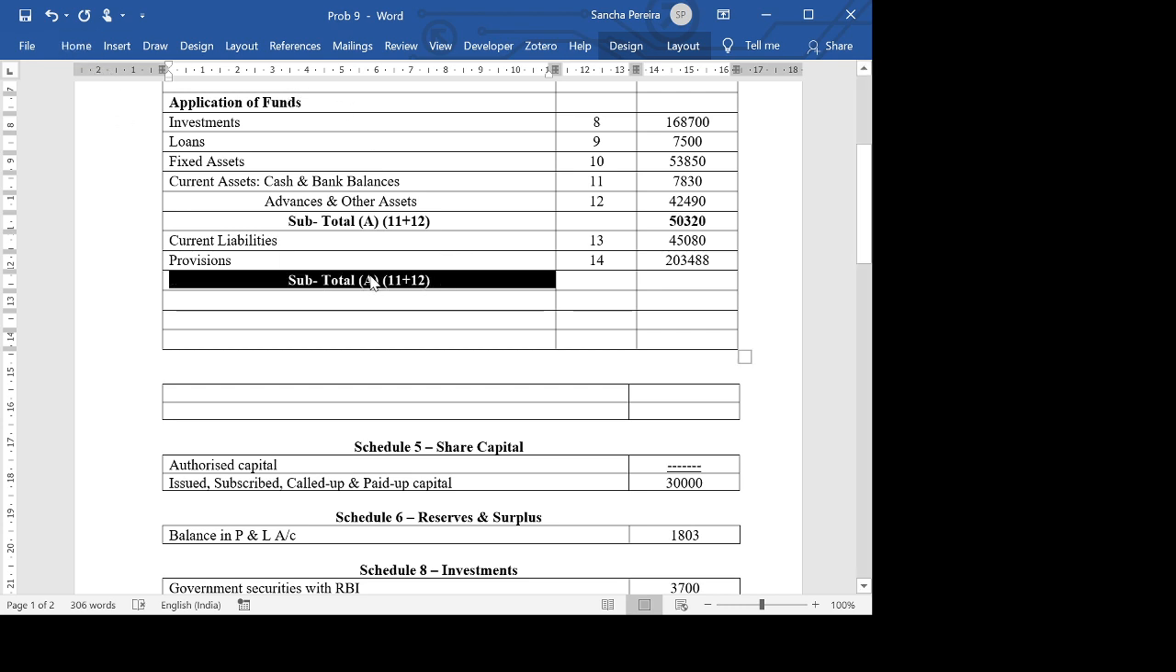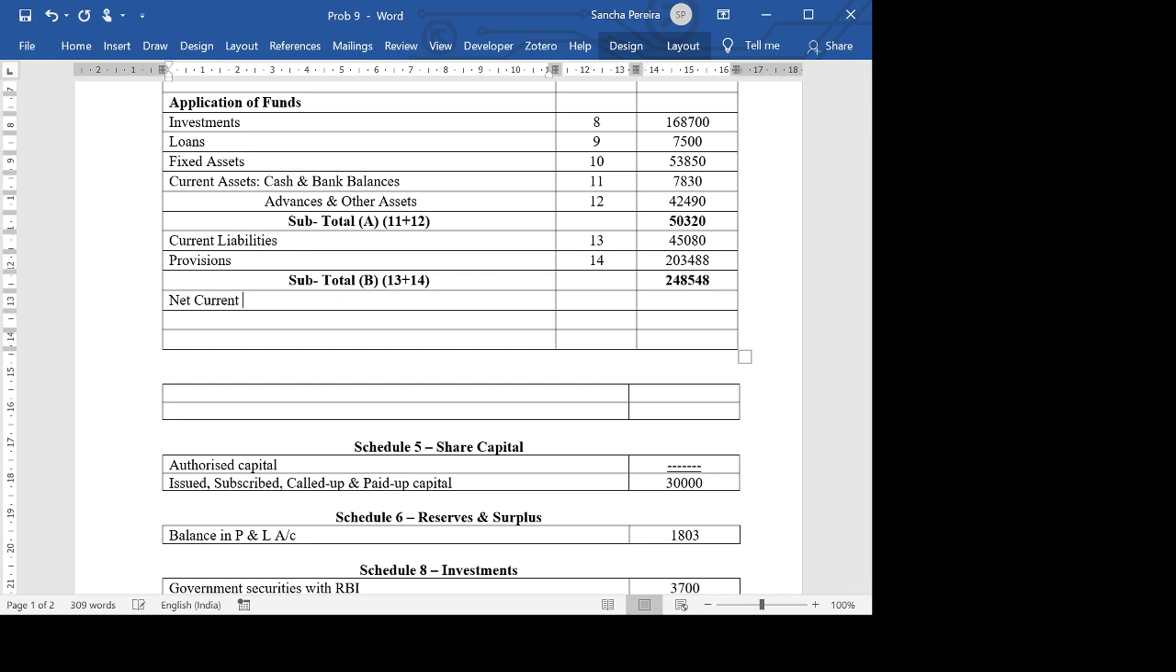Subtotal B is 13 plus 14, and that will be 45,080 plus 2,03,488, which is 2,48,548. So again, in this problem, we have current liabilities more than the current assets. In all the problems we have had the same situation. So our net current assets is again going to be a negative figure.